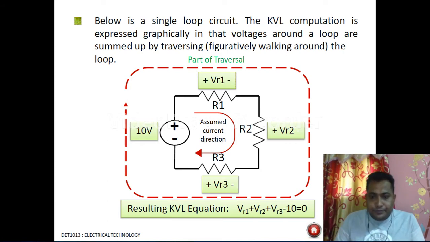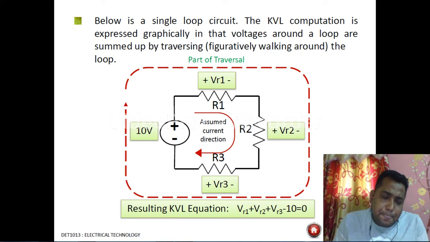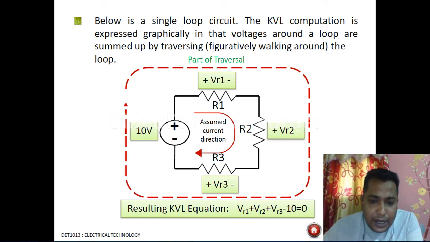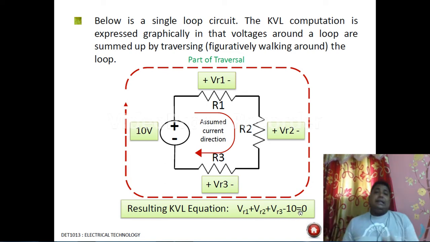Now if we apply the KVL over here, then we can write that the summation of all the potential drops and the voltage source, that is the EMF source, is equal to 0. If you follow my pointer, in the last line, the resulting KVL equation is VR1 plus VR2 plus VR3 minus 10 is equal to 0. Now the point is, why is there a minus?